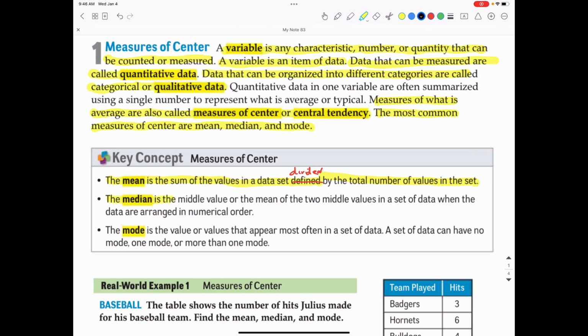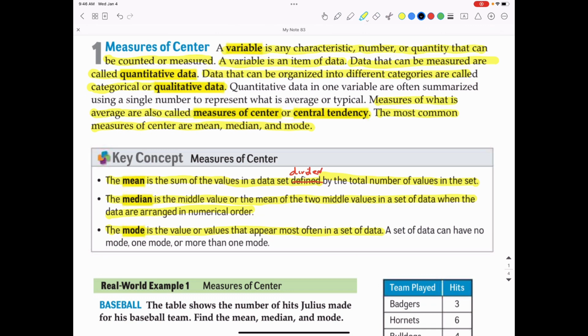The median is the middle value, or the mean of two middle values, of a data set when the data is arranged in numerical order. When you arrange the data in numerical order, you're going to have an exact number in the middle. That would be the median. Or if there's not an exact number in the middle, because there are two numbers in the middle, you would find the mean of those two numbers by adding them together and dividing by 2. The mode is the value or values that appear the most often in a set of data.